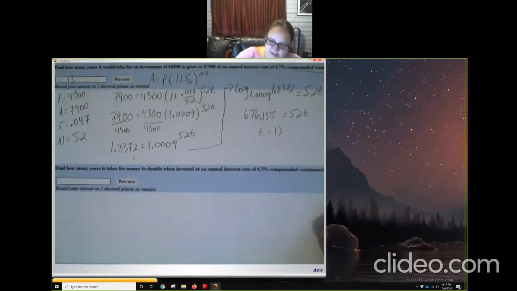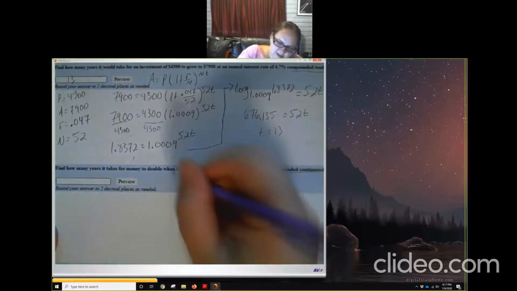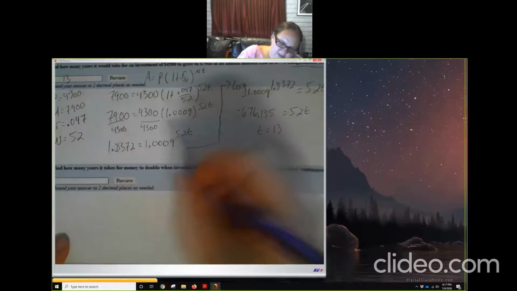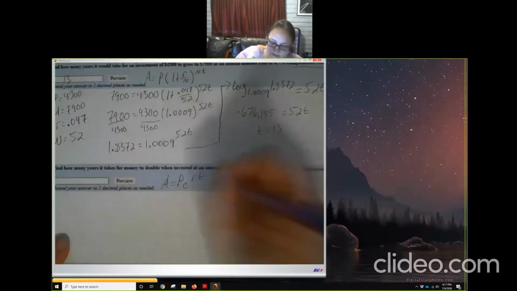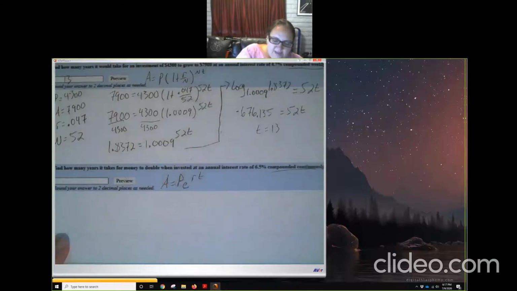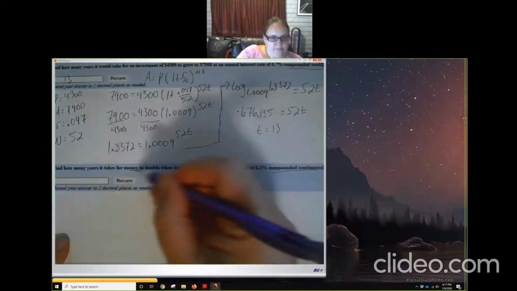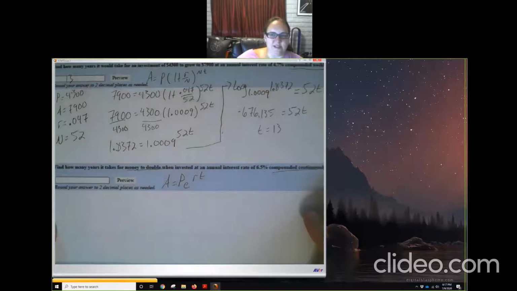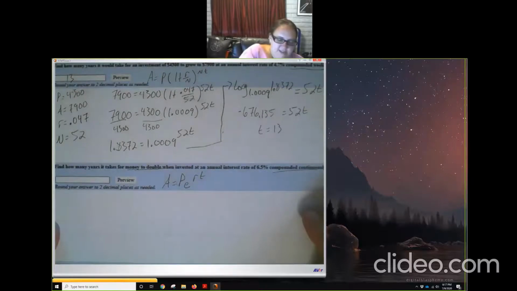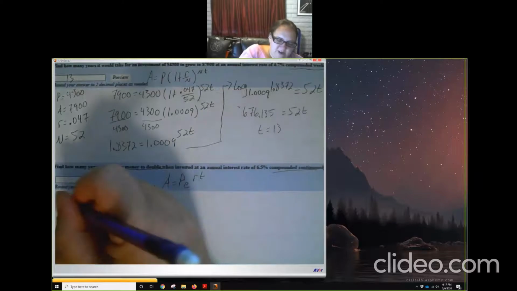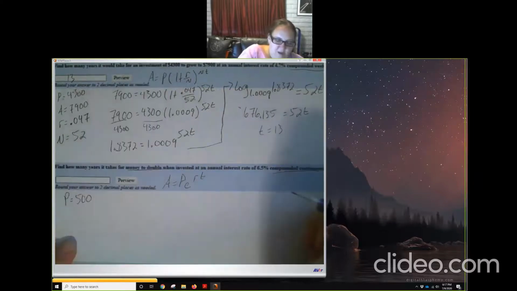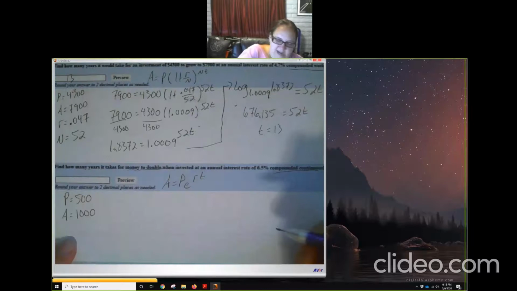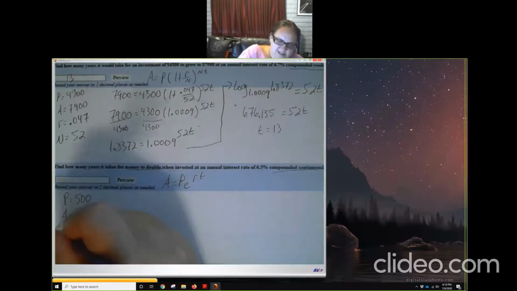And just like before, this next one is very similar, only we compound continuously. So that's A equals Pe to the rt. And this one says, how long will it take for your money to double? So it doesn't give me a starting and an ending. So what I always like to do for these is I always like to pick my own. So let's just say that your starting amount was $500. Well, then your ending amount would be double that, which is $1,000, at a rate of 0.065.